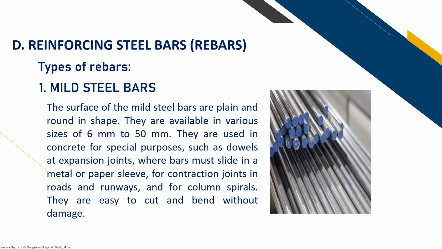So usually, the usage of mild steel bars is in roadway construction. For contraction joints, construction joints, or expansion joints, what is used is mild steel bars. They no longer have ribbings or corrugations on their body. They are plain. They are designed so that the two connected components can slide, for load transfer.